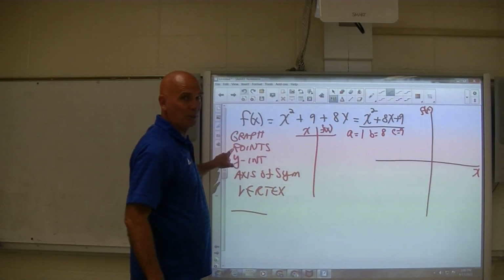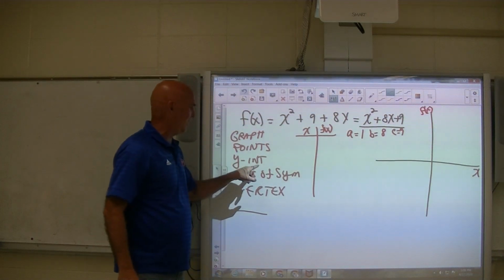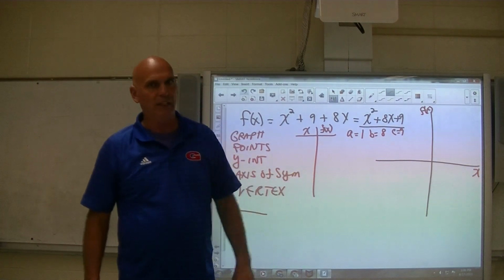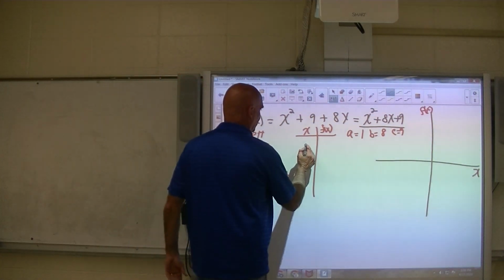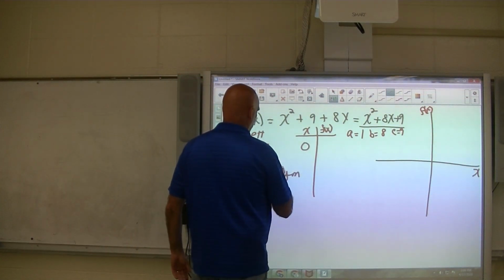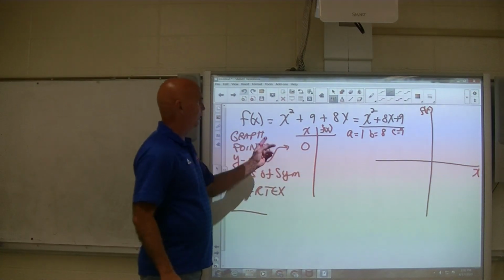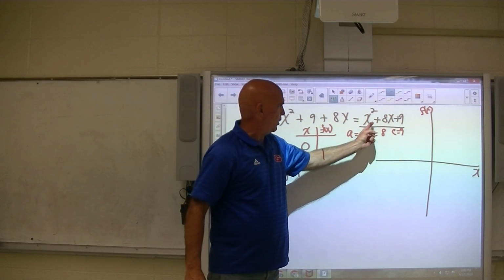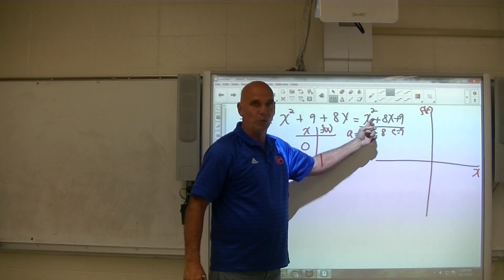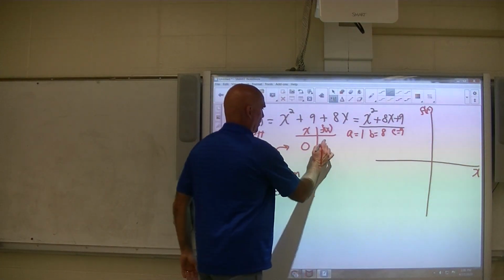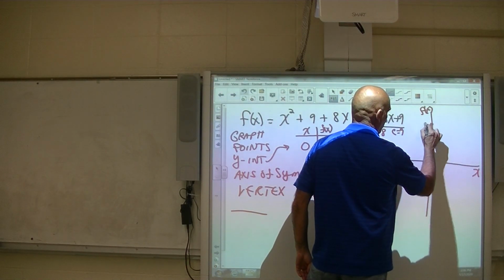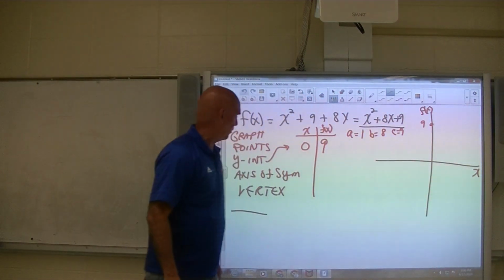To graph it, we're going to find the points on it, okay? One of the points we're going to find, the y-intercept. As soon as I say y-intercept, you think x equals 0. So if you want to find the y-intercept, let's start with that one. The y-intercept is when x is equal to 0, so put a 0 in for x, and let's use this one over here. 0 squared plus 8 times 0, so 0 plus 0 plus 9. It's just going to be 9. So 0, 9 is going to be a point on this graph. Right there. That's the y-intercept. All right. So there's a point.